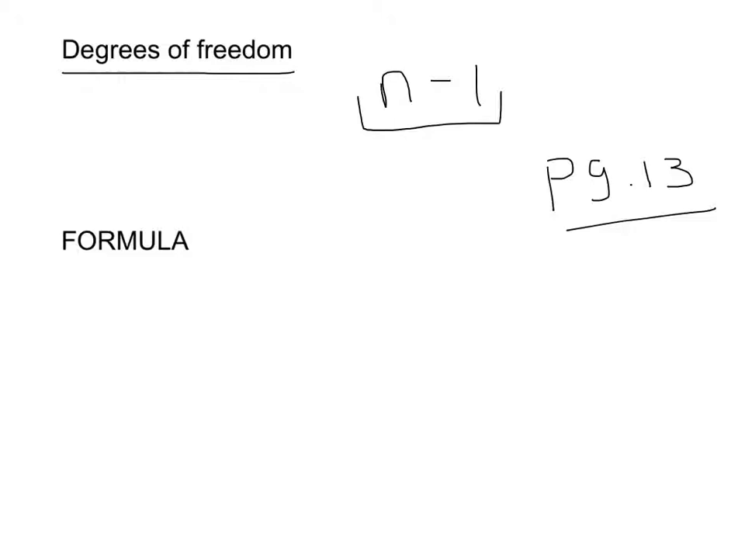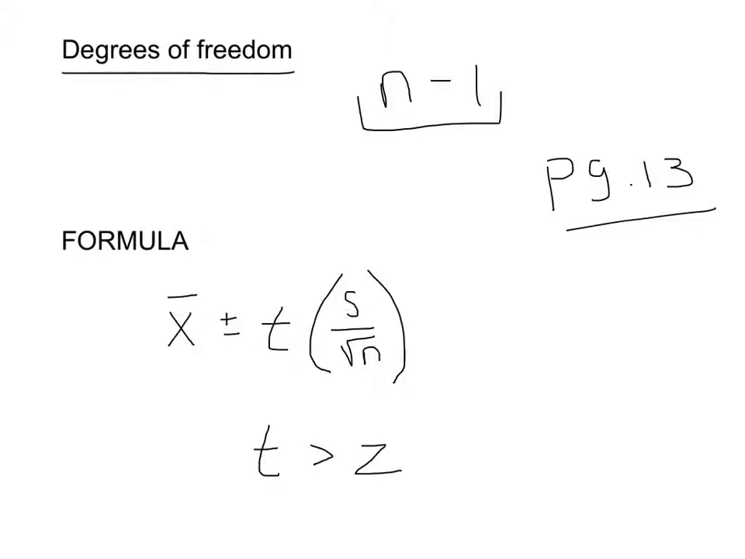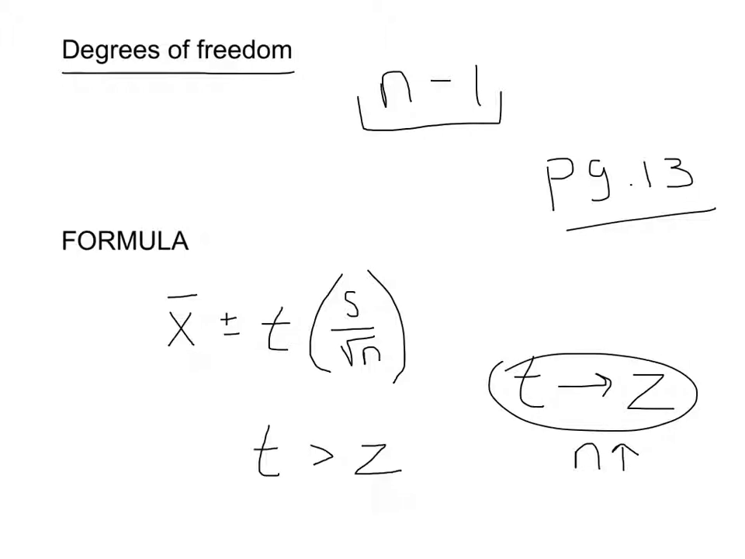The formula is going to be very, very similar. It's still going to take my x-bar into account, and it's still going to add and subtract. The only difference is now, instead of a z, we're going to put a t in here. And instead of my standard deviation from the population, it's going to be my standard deviation from the sample. One thing to keep in mind is your t value will always be greater than your z value, with t approaching your z-score as your sample size increases. In fact, as it gets past 30, these two numbers become almost exactly the same.